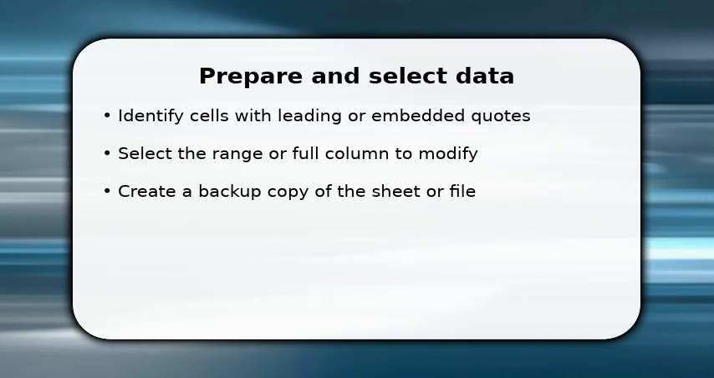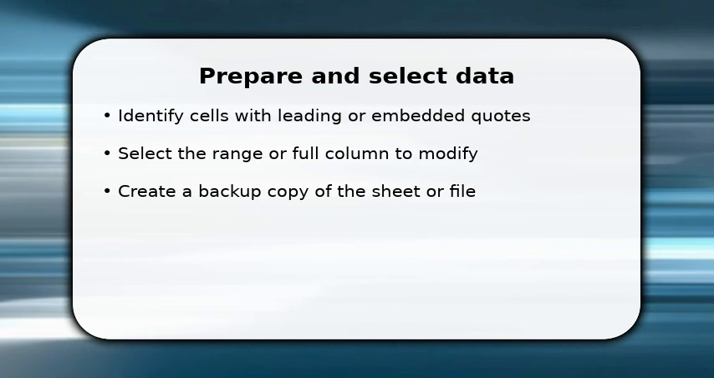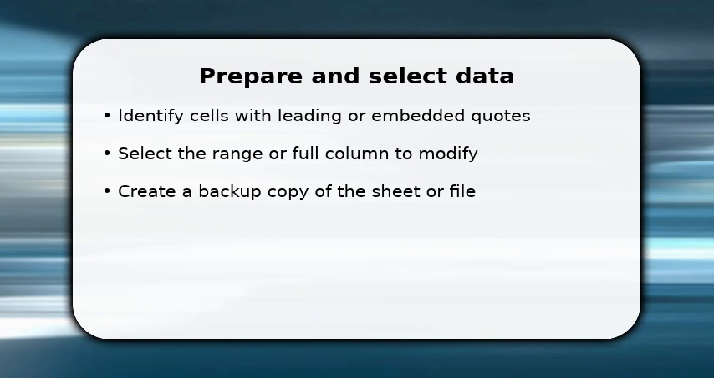You start by picking the exact range that contains the quotation marks you want gone. Once done, make sure to copy the sheet or save a duplicate file so you can revert if needed. Then, decide whether you'll remove quotes everywhere or only in specific columns. Selecting the correct column now saves time later.